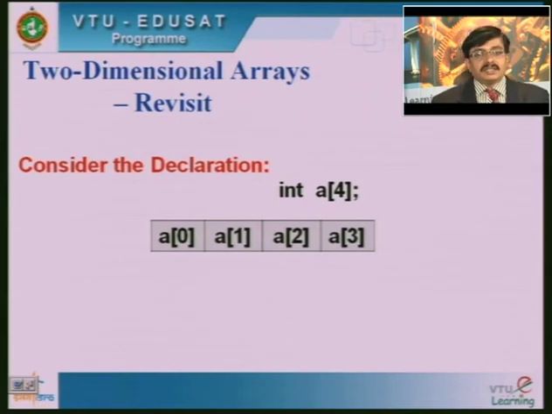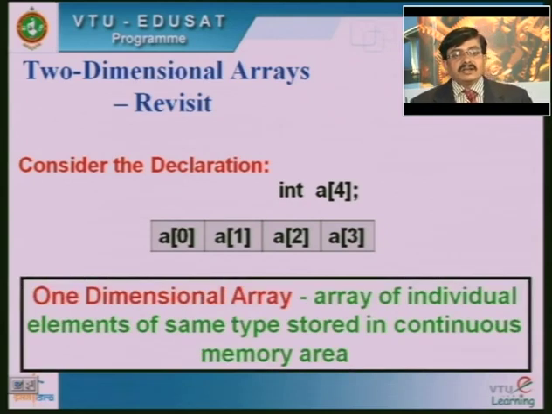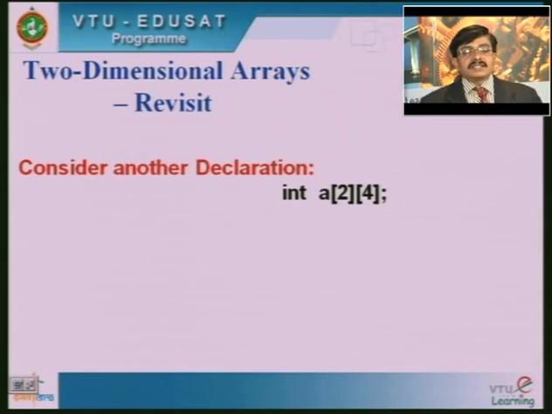If it is a 16-bit machine, and the elements take 2 bytes of memory each, then a[0] will take 2 bytes, a[1] also 2 bytes, and a[2], a[3] all will take an equal number of bytes. Altogether, since we have 4 elements here, 8 bytes of memory will be arranged in sequential order. So the memory is allocated in contiguous locations. Thus we can say a one-dimensional array is an array of individual elements of the same type stored in a continuous memory area.